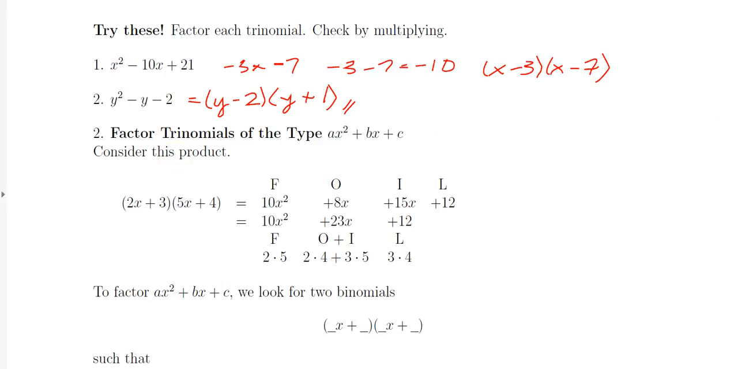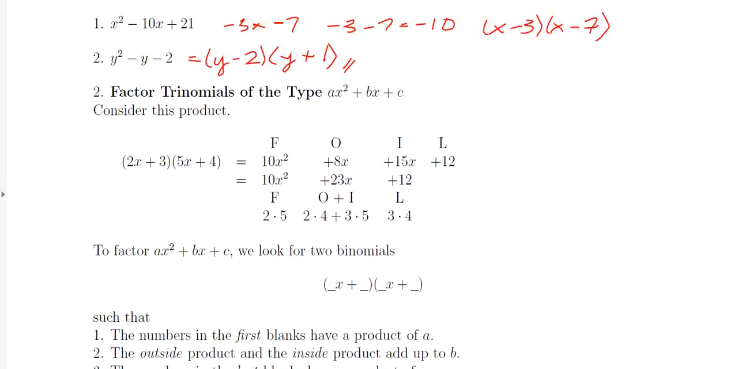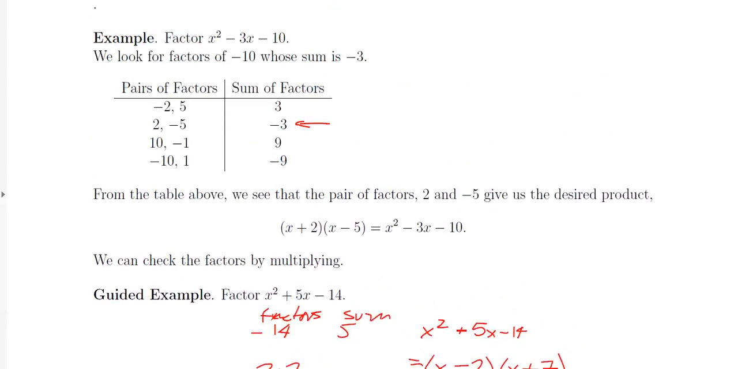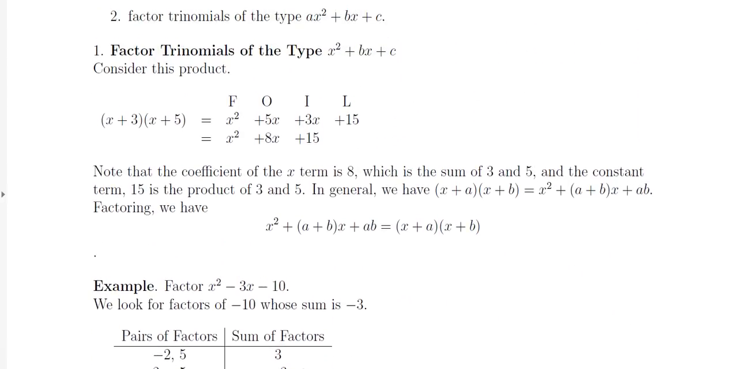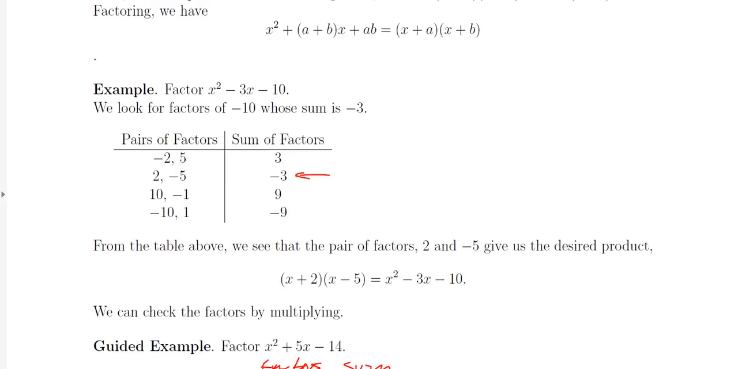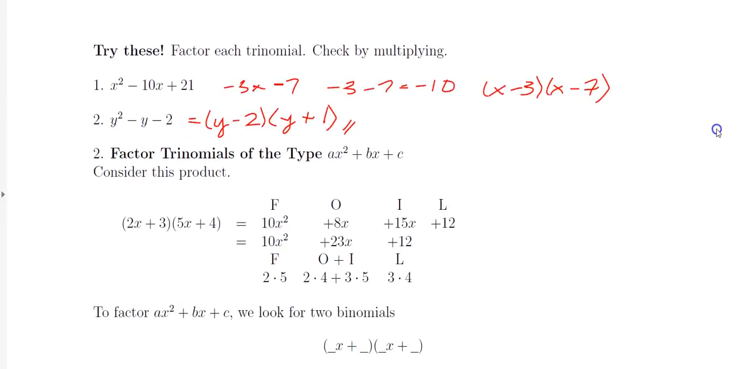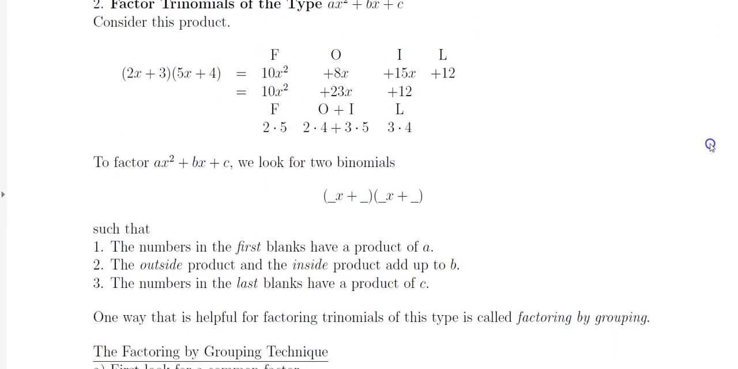So that's one type of trinomial, and in this case, the leading coefficient is 1. So when we have x squared, the leading coefficient is 1. When we have ax squared, the leading coefficient is some number other than 1 most of the time. A could be 1, but in our examples we're going to see when a is not equal to 1.